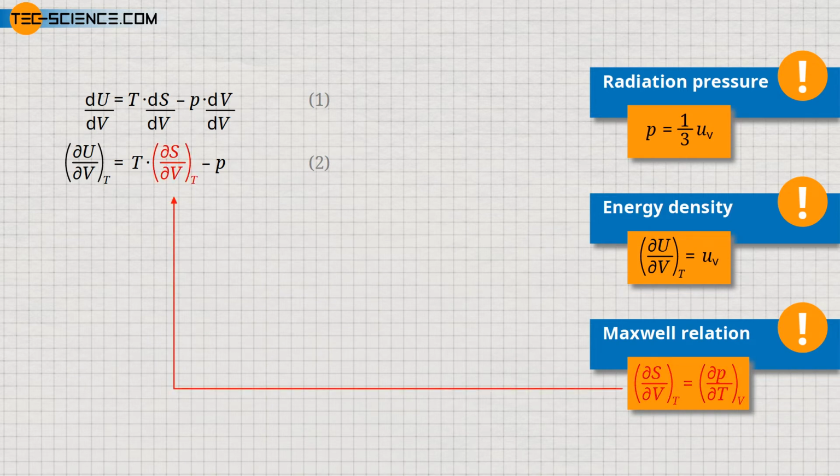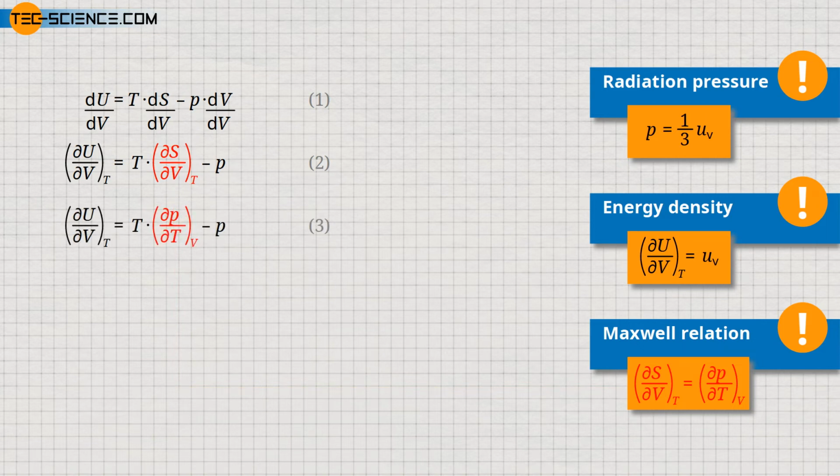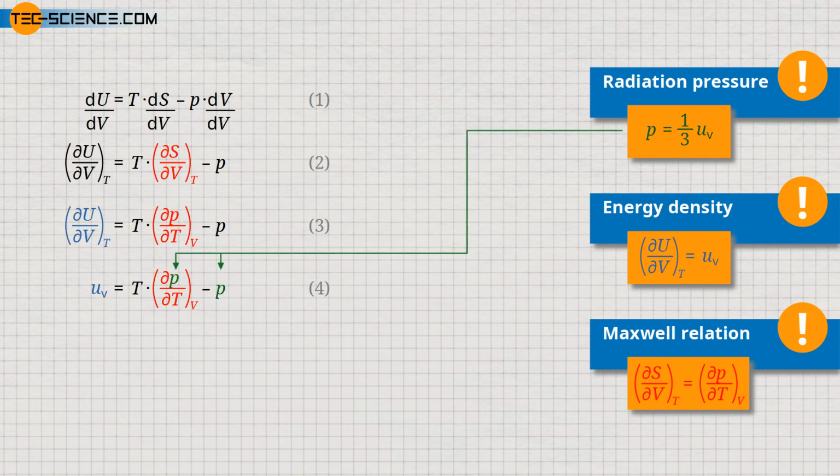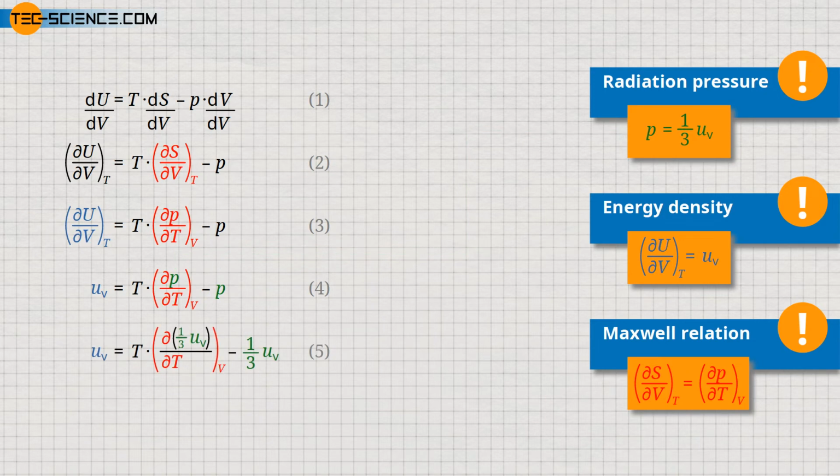This Maxwell relation can now be used in the previously obtained equation too. Furthermore, the term marked in blue can now be replaced by the energy density. Moreover, the pressure P just corresponds to 1/3 of the energy density, so that we can use this relationship in equation 4. We can now multiply the obtained equation 5 by the factor 3 and finally obtain equation 6. We will now take a closer look at this equation 6.